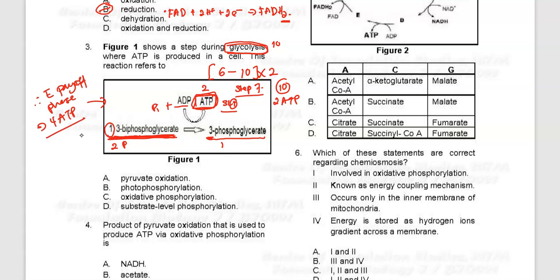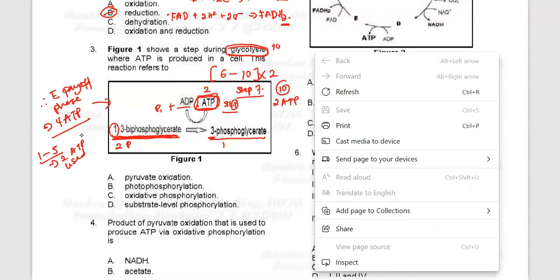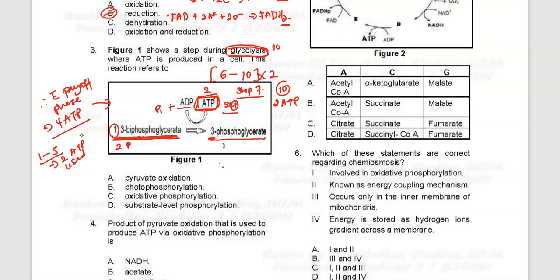But you have to take note that previously, during step 1 until 5, which is the energy investment phase, 2 ATP molecules were used. So for glycolysis, you have to calculate the net production of ATP. The net production of ATP will be 4 ATP minus the 2 ATP that were used. Therefore, the net production of ATP during glycolysis will be 2 ATP molecules.